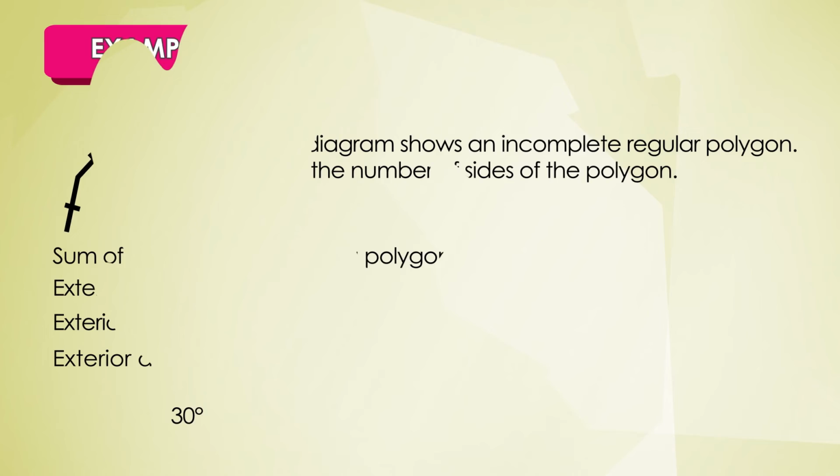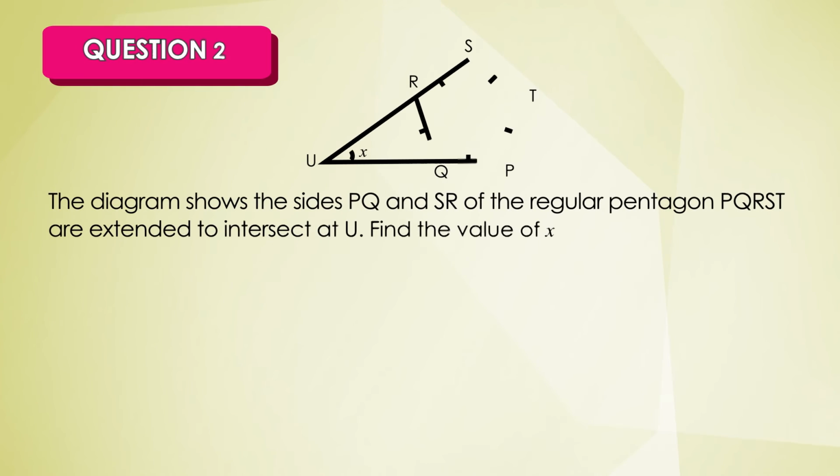The diagram shows the sides PQ and SR of the regular pentagon PQRST extended to intersect at point U. Find the value of x. What do you think, girls and boys? Can you do it? Let's try this together.